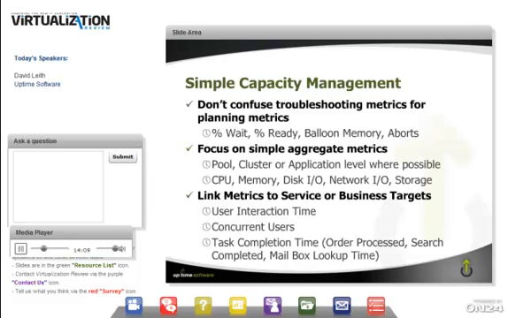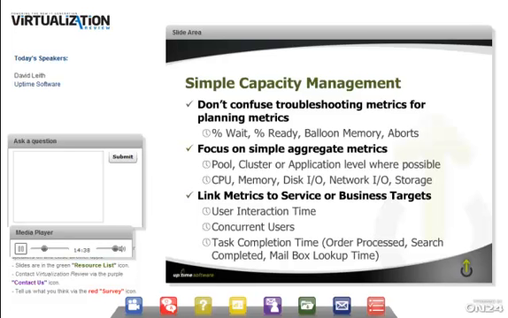So for example, user interaction time, concurrent users. Focus capacity planning around task completion time, so number of orders processed. Maybe it's the search time on your website, or maybe the time to load a mailbox from a handheld client. Right? These are great user-focused metrics that you need a tool for that will actually measure these and then be able to correlate them back to those 5 basic capacity metrics we talked about.